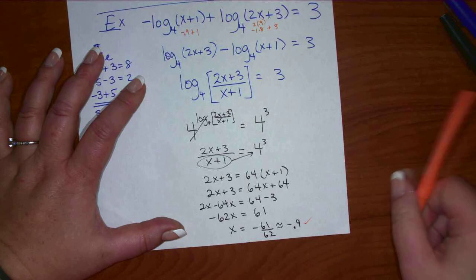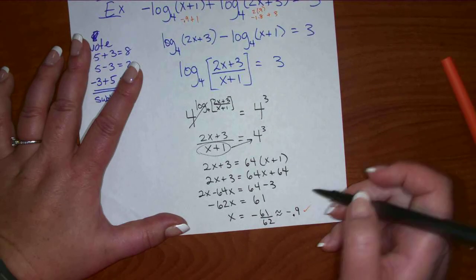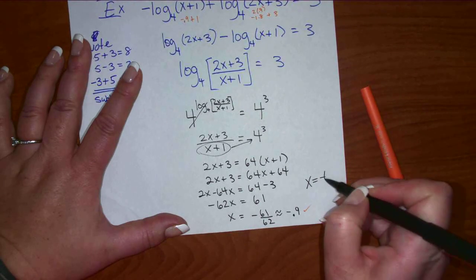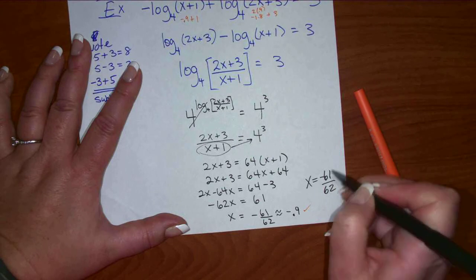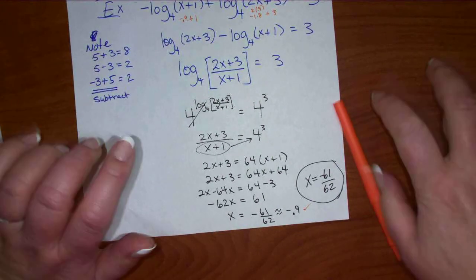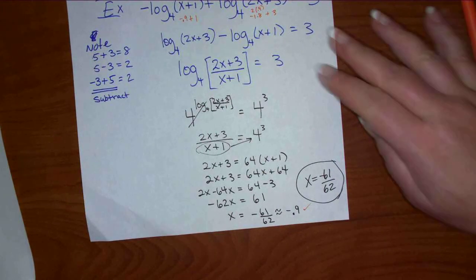So don't say 0.9 is the answer, because that was my guess. You could do a common denominator, but if you're just checking, you know, if you can get something close, then that's your answer. That's it for logs.